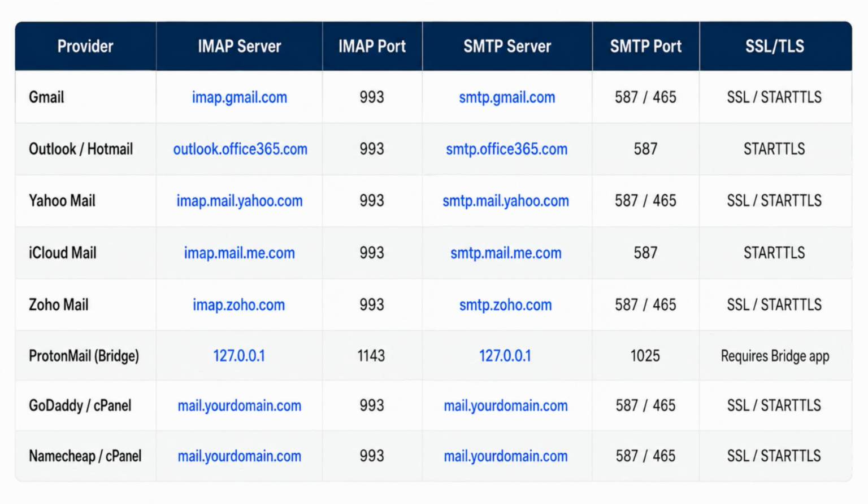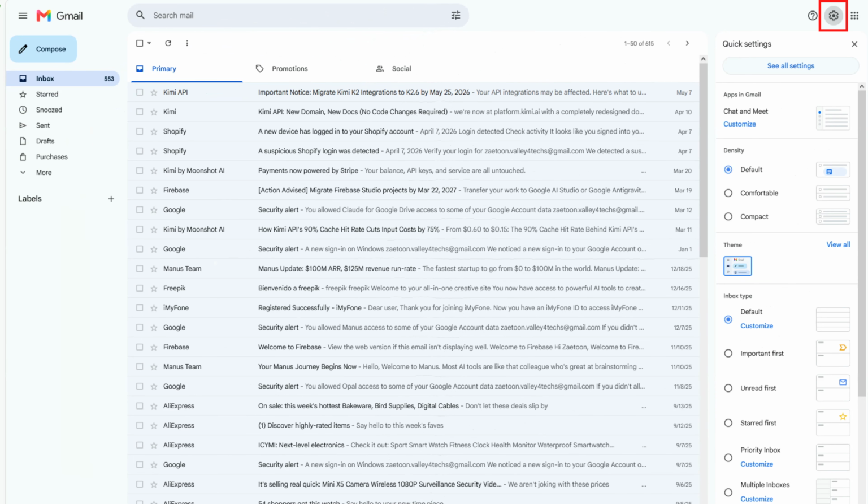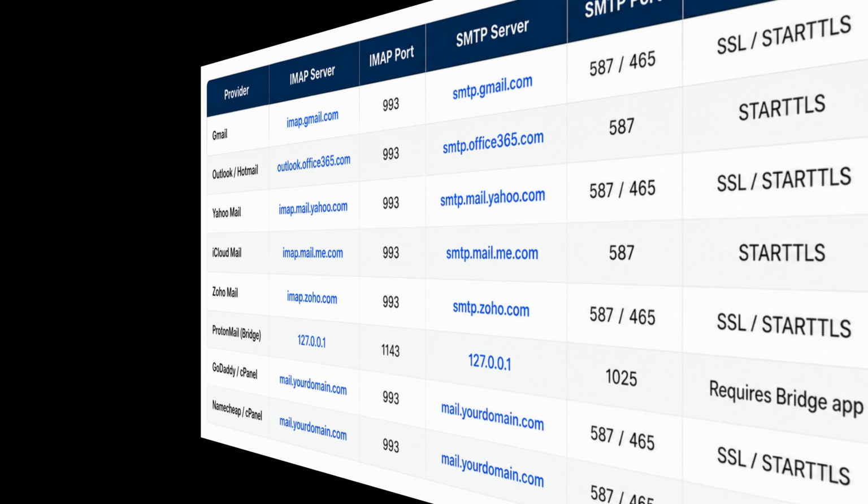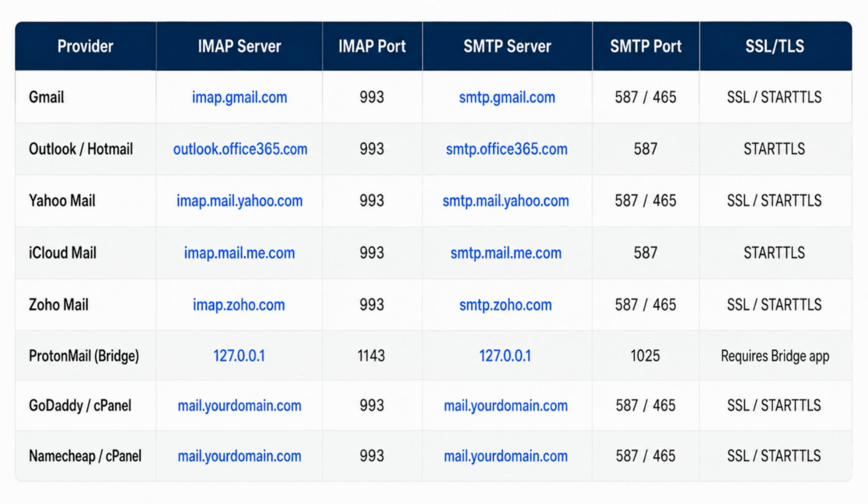Here's the reference table. I'll attach it to this video so you can jump back to this whenever you need it. A few important notes on this table. For Gmail, you must enable IMAP access inside Gmail settings before Outlook can connect. Go to Gmail, Settings, See All Settings, Forwarding and POP/IMAP, and make sure IMAP is enabled. For Gmail and Yahoo, if your account has two-factor authentication on, and it should, you'll need an app-specific password, not your regular password.